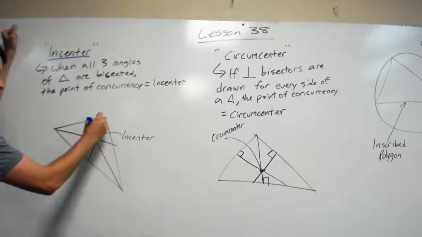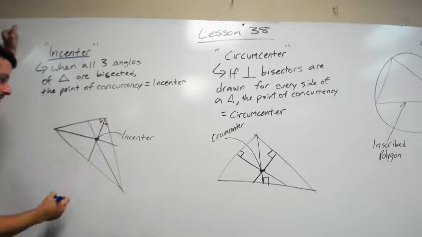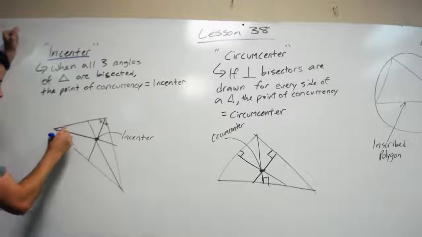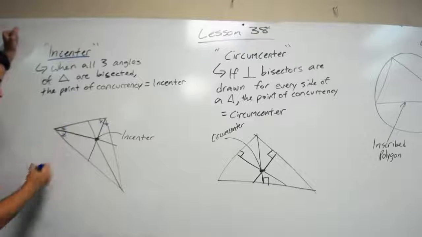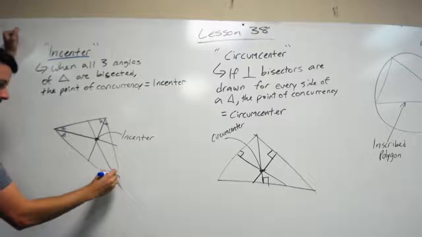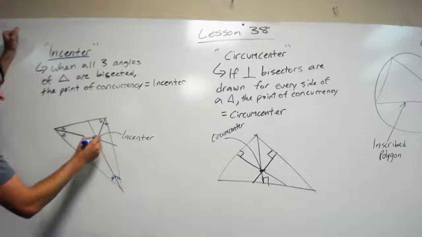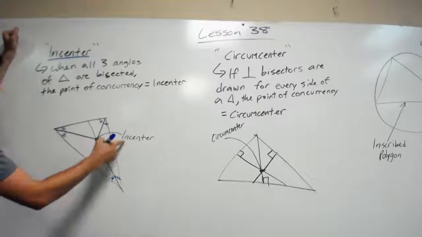So this angle is bisected, or bisected means it divides it in two evenly, and it comes to the other side. This angle is bisected, and this angle is bisected. The point where all three of these lines meet in the middle is known as the incenter.